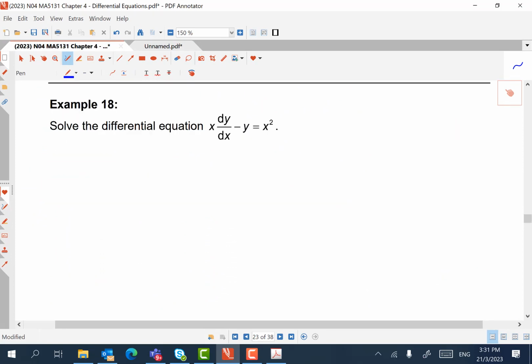Try the next one. If you now can, try 18. Let's see who can do 18.